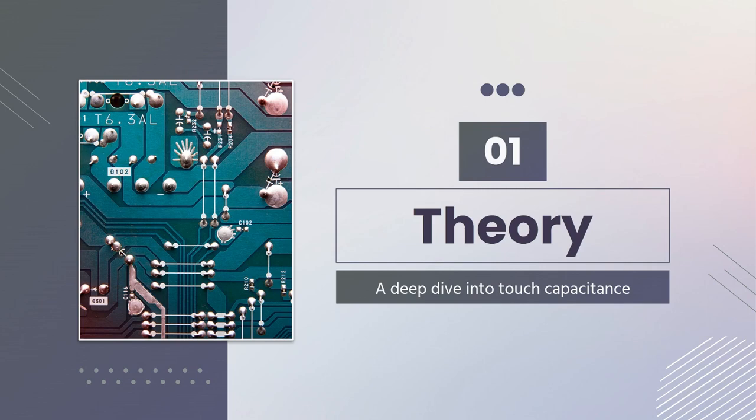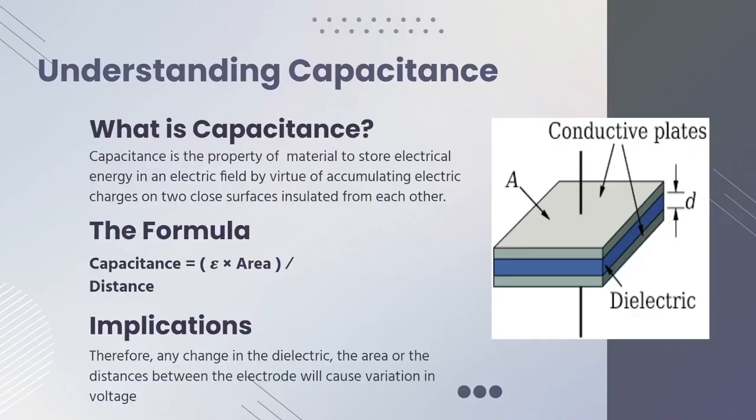Now let's take a deep dive into the theory of our project and understand what touch capacitance is and the science that makes it all work. So what is capacitance? Capacitance is an electrical property that we have been learning from our elementary school days. It determines the ability of a material to store electric charge in a given electric field by accumulating electric charges on two closed surfaces that are insulated from each other.